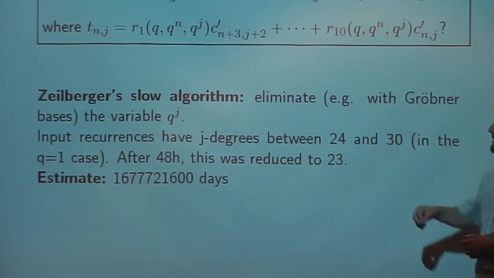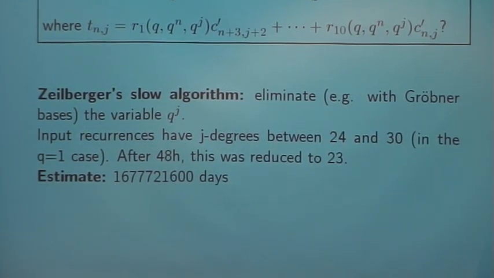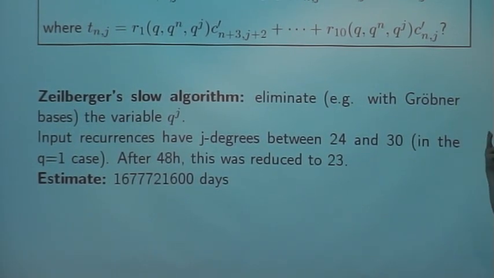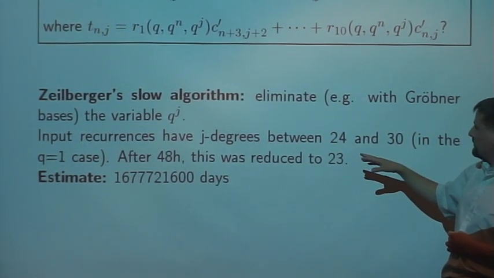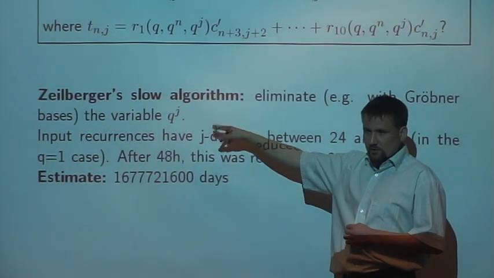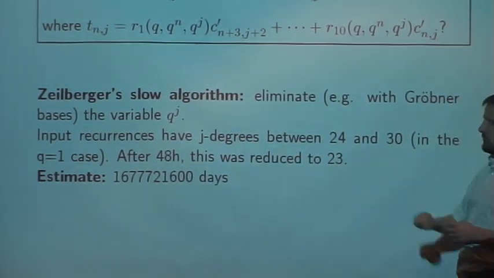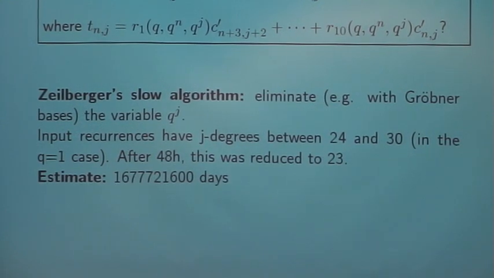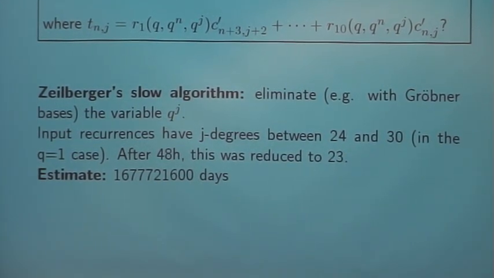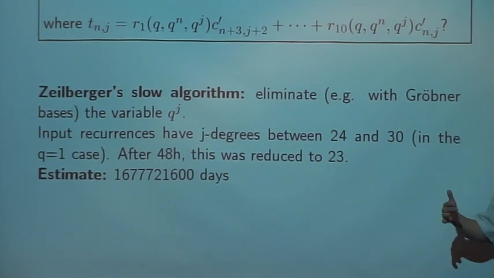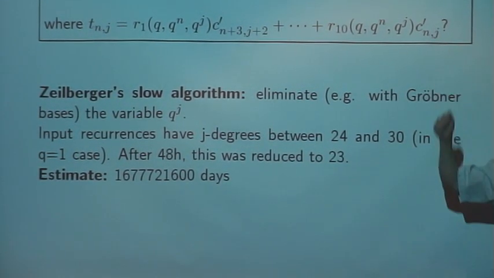Yeah, and I tried this on this example. These are some numbers that I got in the q equal 1 case. So this is not even the difficult case. The input, these 5 recurrences, have j only, not q to the j, but j in the q equal 1 case, between 24 and 30. And then I started a Gröbner basis computation to eliminate this variable. After 48 hours I stopped it, because the smallest relation that was found still had degree 23. And I mean, it grows exponentially. The more we go down, the coefficients grow, and the degree in n will increase dramatically.